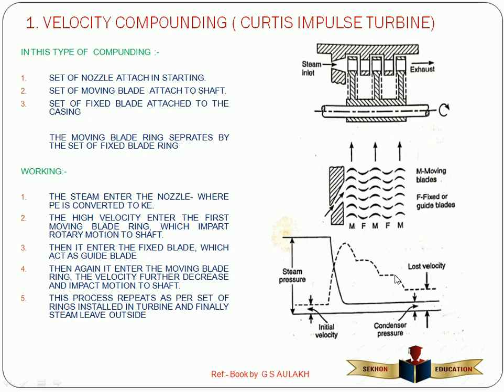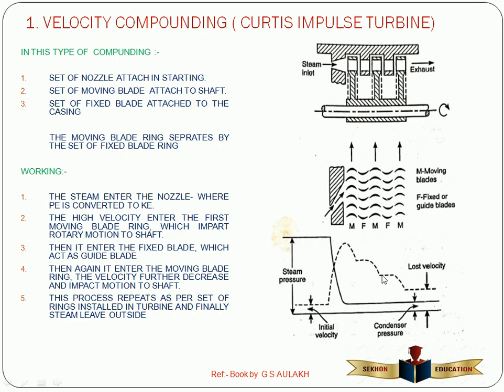The basic function of the fixed blade is just to guide the steam which comes out from the first moving blade, so that it enters the second moving blade at a proper angle. So it just acts like guide vanes or guide blades. However, practically there is also a little velocity drop in the fixed blades. Then again it enters the moving blade, where the kinetic energy is again decreased, which imparts rotary motion to the rotor or the moving blades.